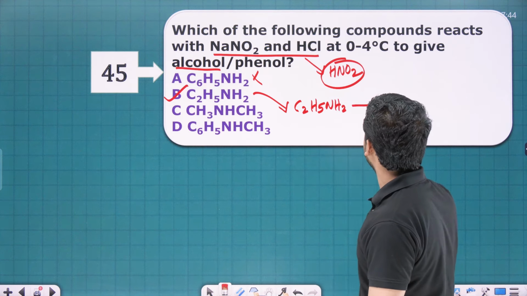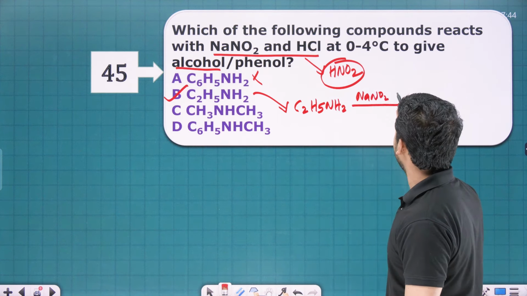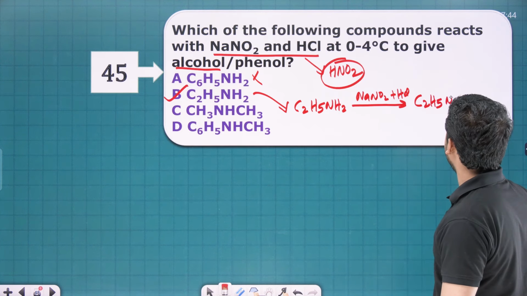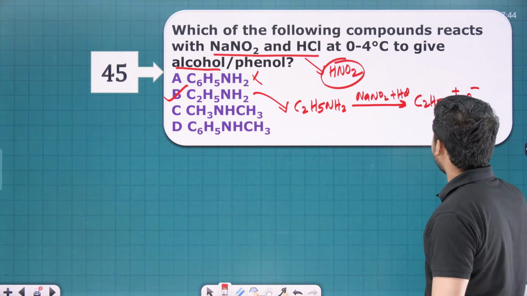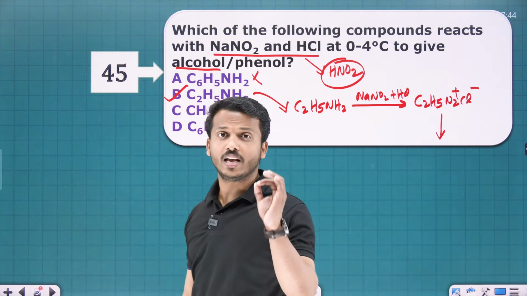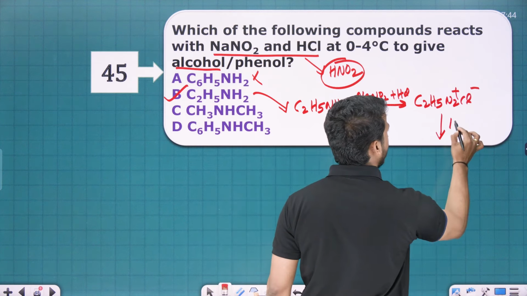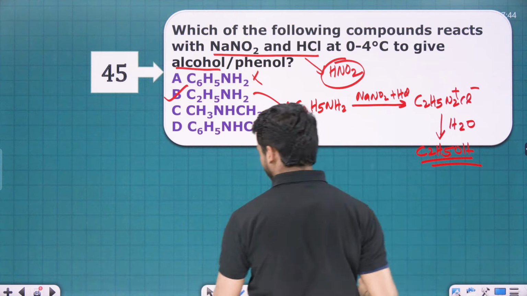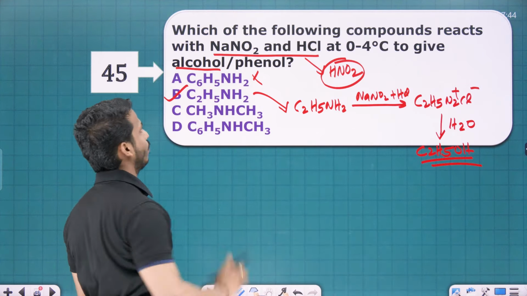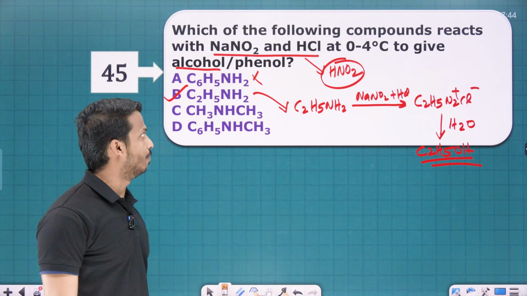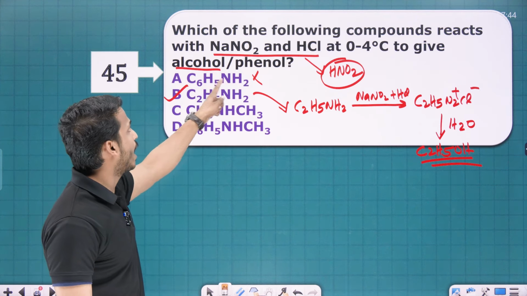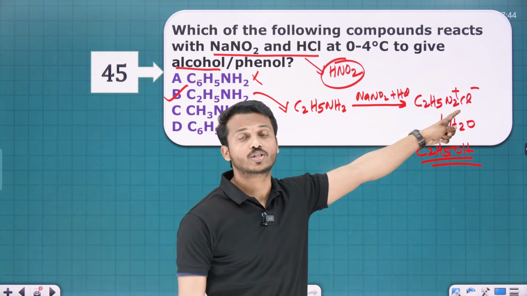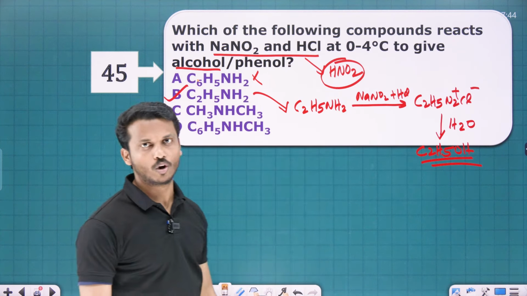C2H5NH2, if you treat with NaNO2 and HCl or HNO2, you get C2H5N2Cl. Do you remember? Alkyl diazonium salt is highly unstable. So immediately it reacts with the water and it becomes what? Alcohol. So that is possible with a primary aliphatic amine. Even a primary aromatic amine, aniline also, can undergo diazotization, but it forms a stable compound. It won't give alcohol immediately, right?